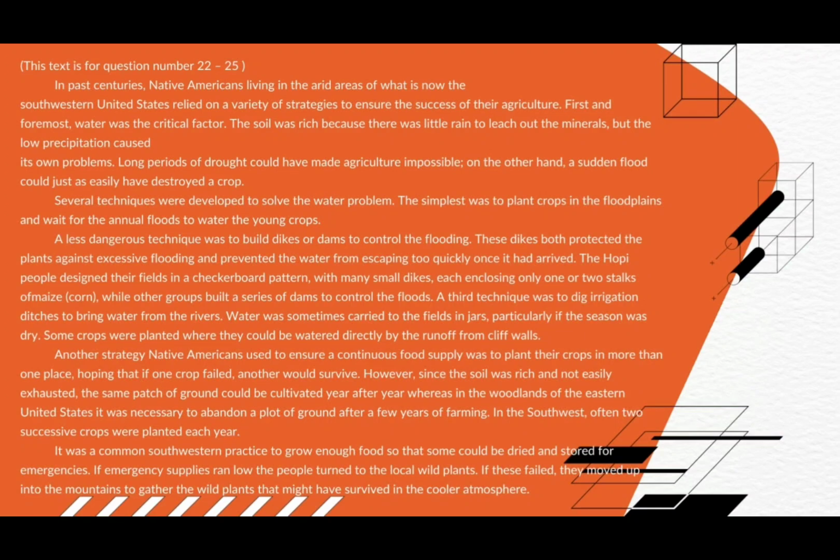However, since the soil was rich and not easily exhausted, the same patch of ground could be cultivated year after year, whereas in the woodlands of the eastern United States it was necessary to abandon a plot of ground after a few years of farming. In the Southwest, often two successive crops were planted each year. It was a common Southwestern practice to grow enough food so that some could be dried and stored for emergencies. If emergency supplies ran low, the people turned to the local wild plants. If these failed, they moved up into the mountains to gather the wild plants that might have survived in the cooler atmosphere.